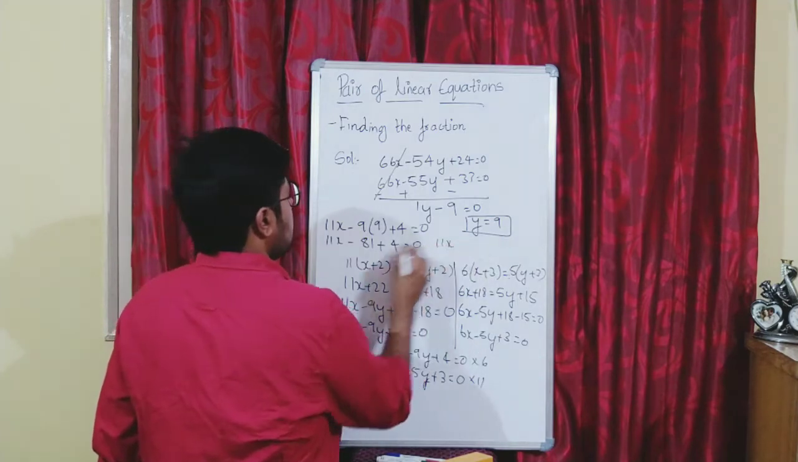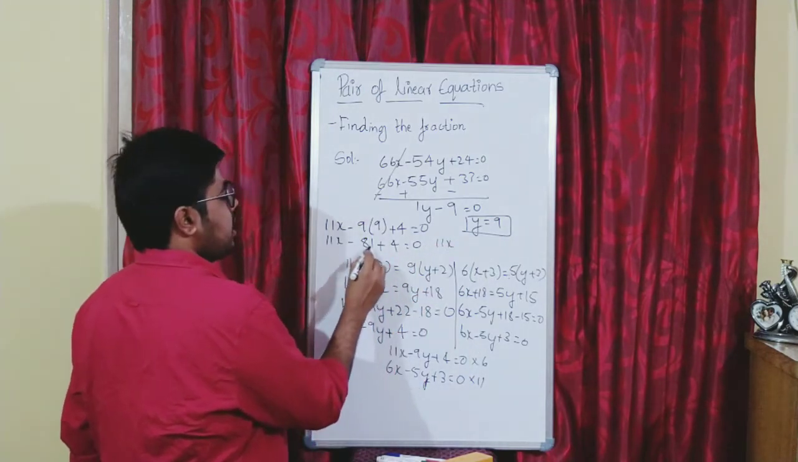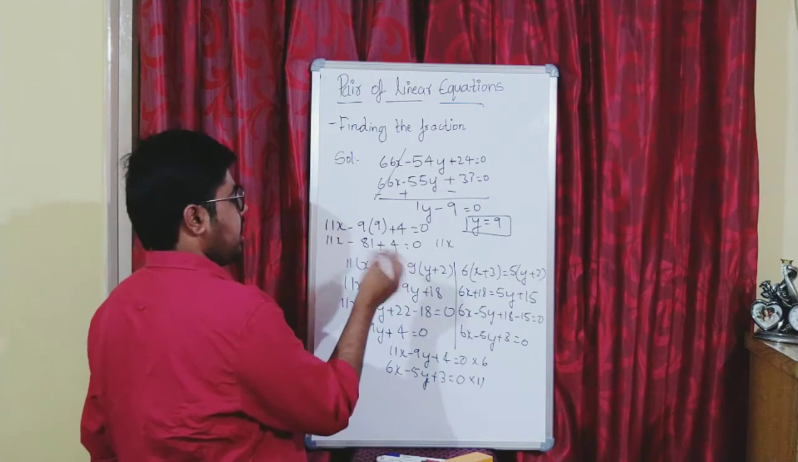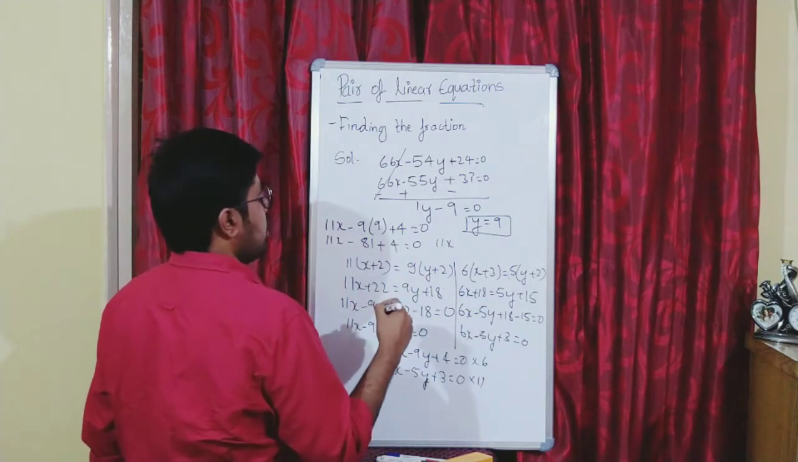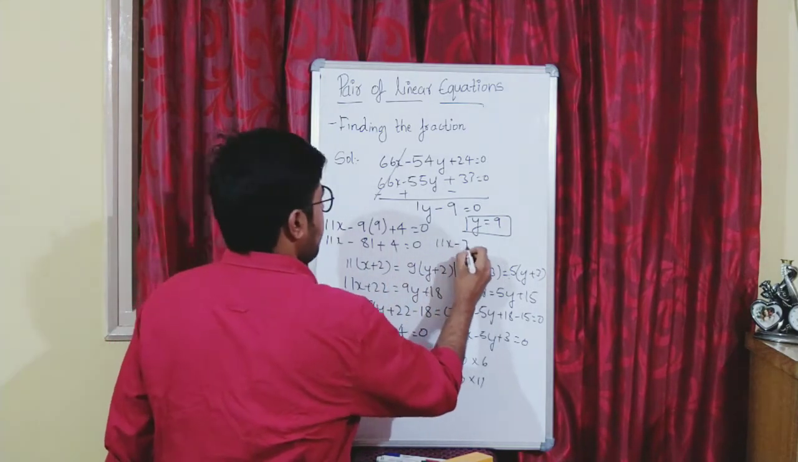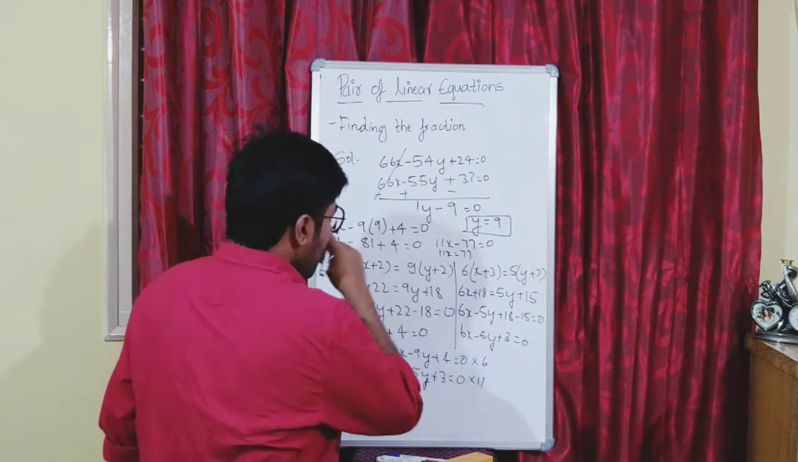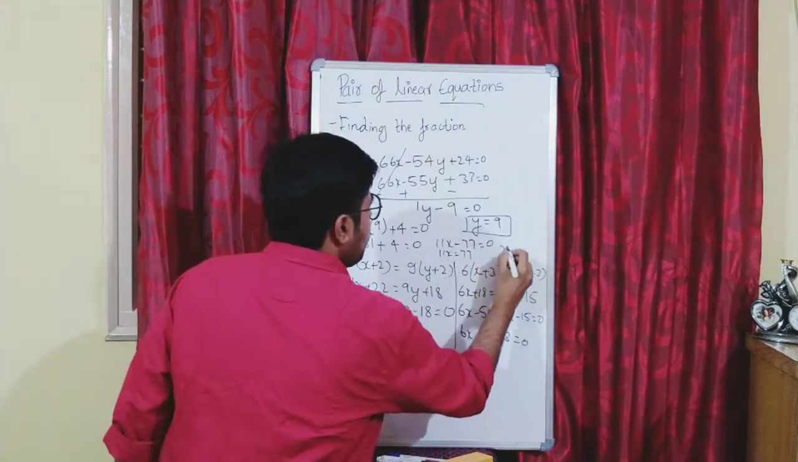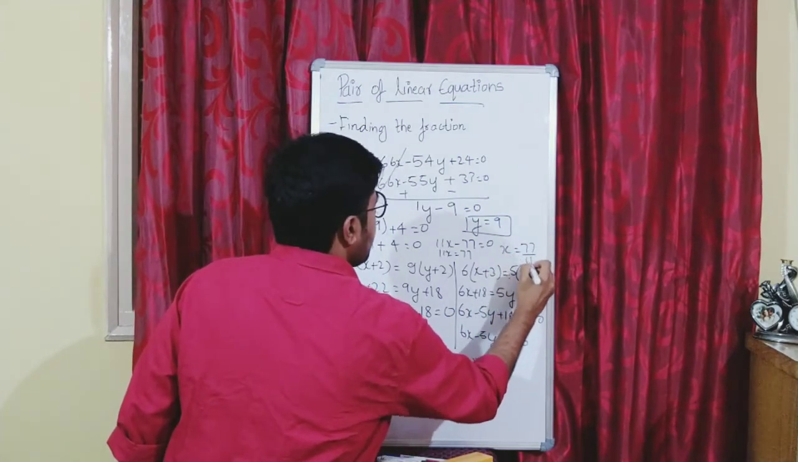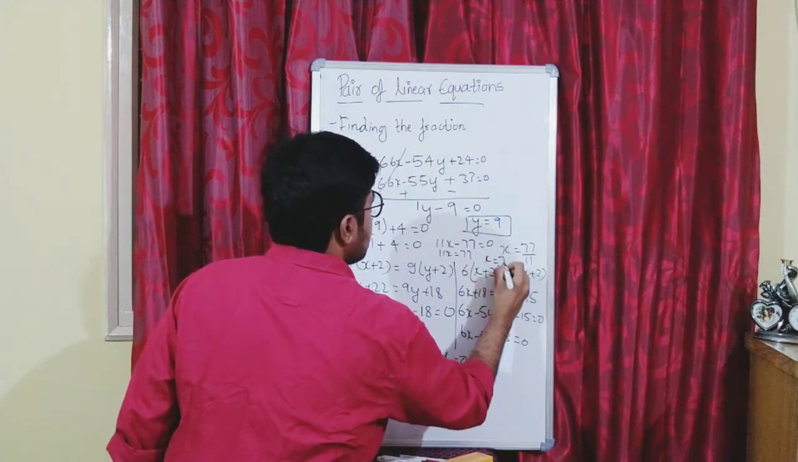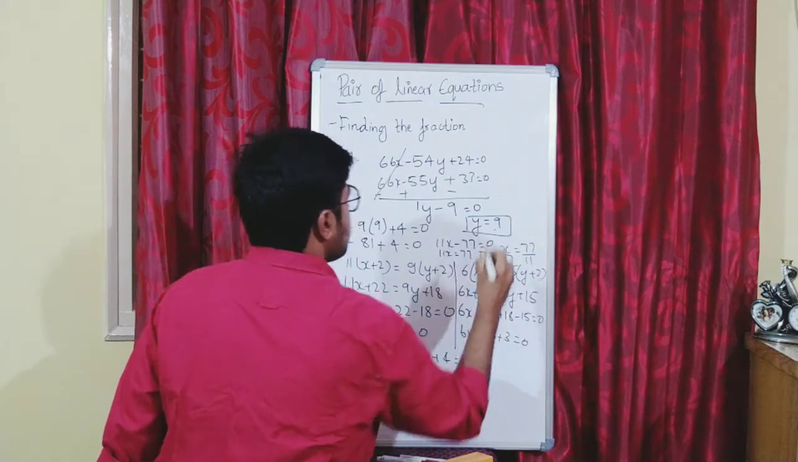So 11x, see, minus 81 plus 4, opposite signs, therefore subtract. If you subtract 81, we will get 77. Yes, 77 equal to 0. So 11x equal to 77. Therefore x equal to 77 by 11. Your final answer is x equal to 7 and y is equal to 9.